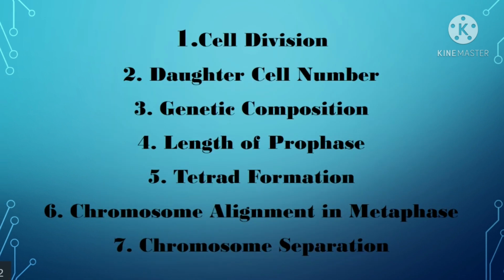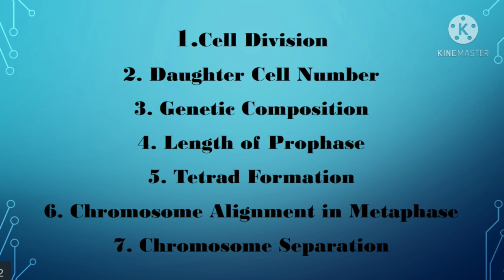So there are 7 differences between mitosis and meiosis. First is the cell division. In mitosis, a somatic cell divides once. Cytokinesis, the division of the cytoplasm, occurs at the end of telophase. In meiosis, a reproductive cell divides twice. Cytokinesis happens at the end of telophase 1 and telophase 2.